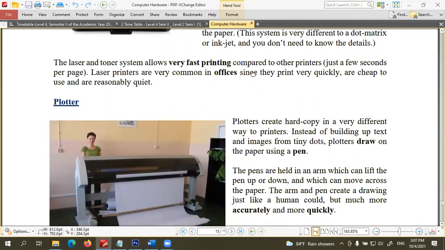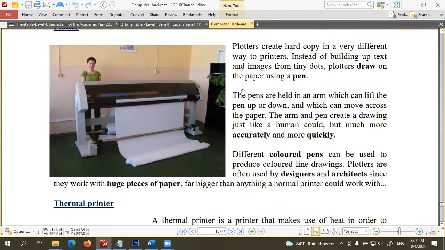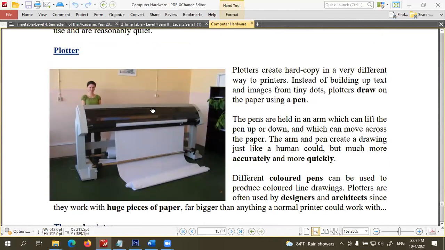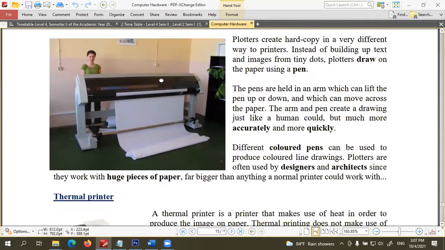Then the plotter. For digital banner printing, the plotter is used. I think you have seen cutouts there, right? To print those, the large scale printing, these plotters are used. It takes much time to take a printout, and the quality of the printout varies with the printer settings.